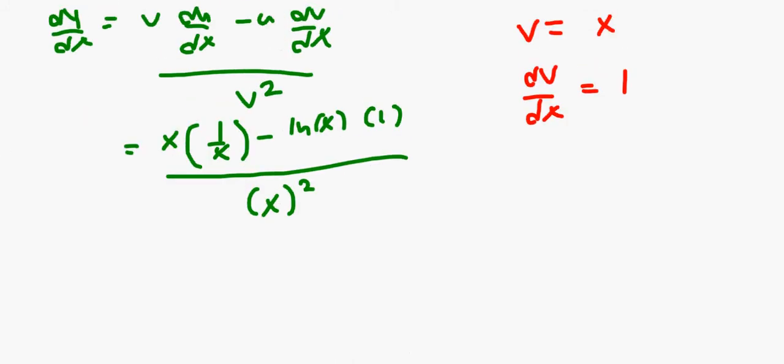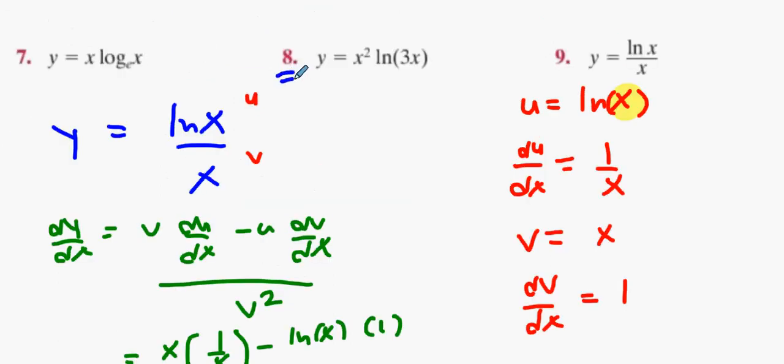But back to where we were. We did the quotient rule, and we're going to multiply this out. So it's just going to be 1 on top minus ln x all over x squared. Everybody cool with that? Alright, you guys are now going to do question 8. Let's go.